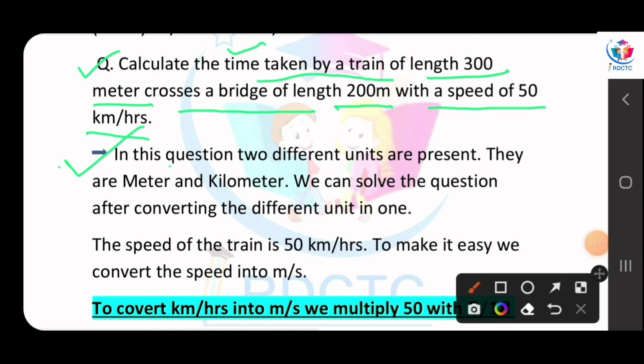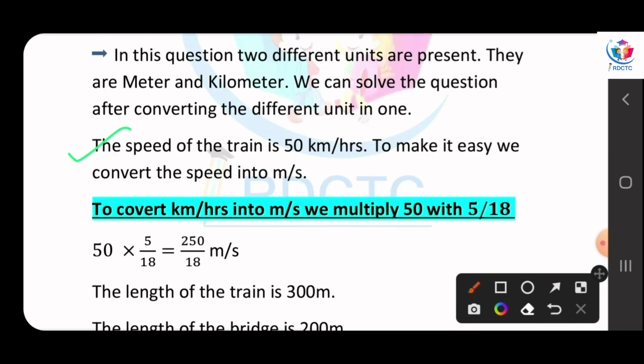In this question, two different units are present. They are meter and kilometer, because the length is represented in meter and the speed is represented in kilometer per hour. Okay, we can solve the question after converting the different units into one.